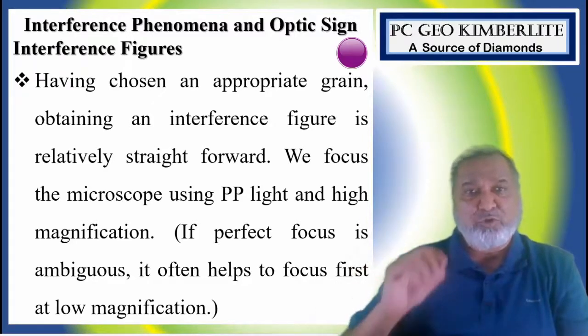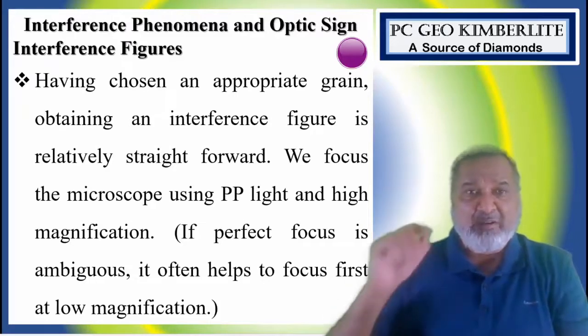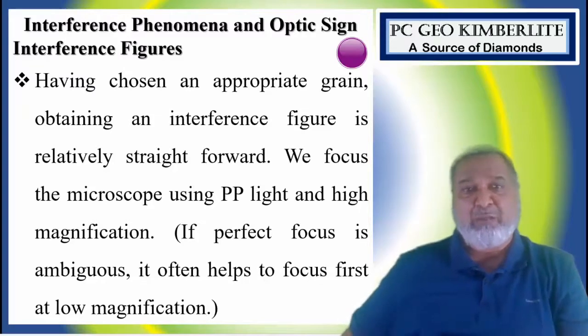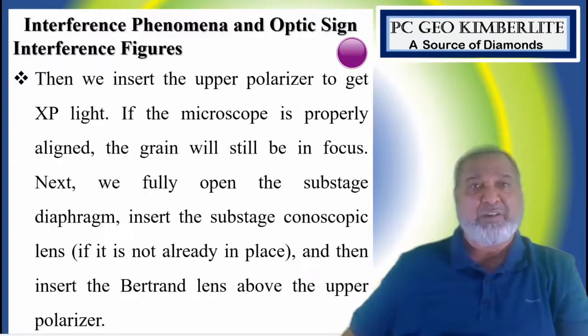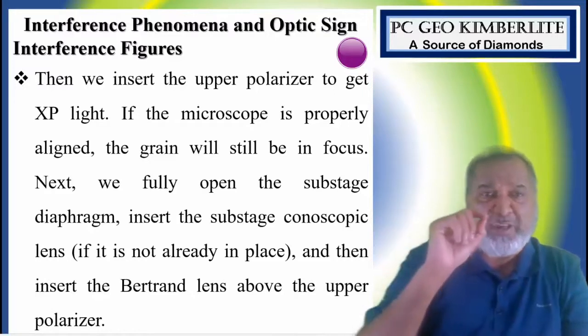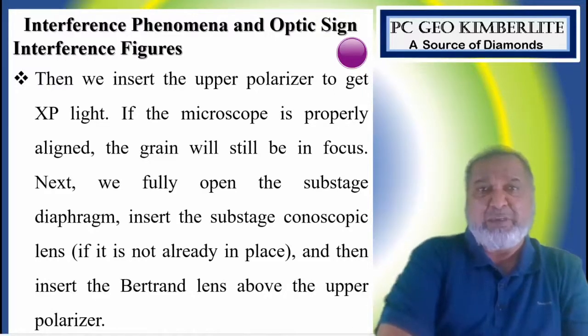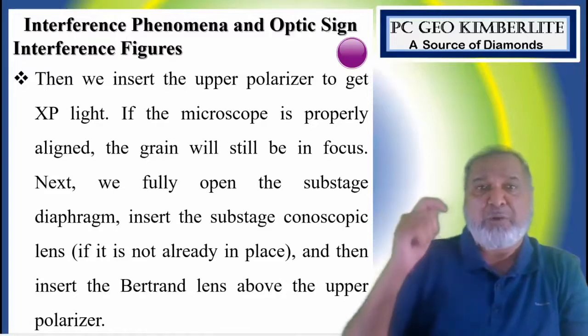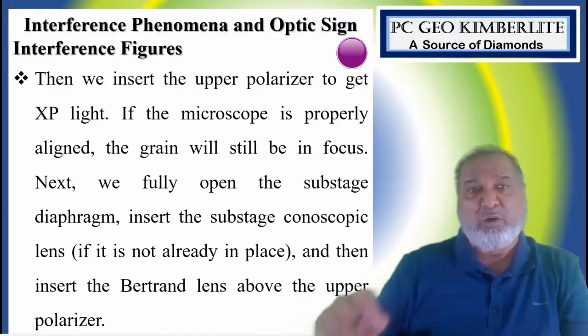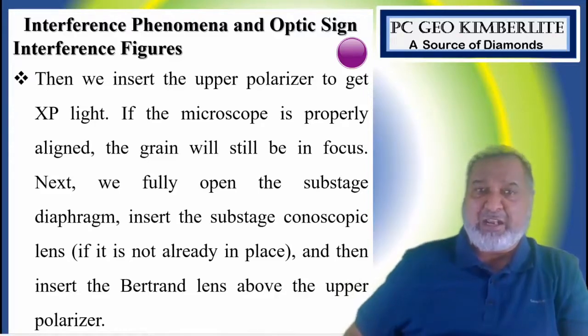We focus the microscope using plane polarized light and high magnification. If perfect focus is ambiguous, it often helps to focus first at a low magnification. Then we insert the upper polarizer to get cross polarized light. If the microscope is properly aligned, the grain will still be in focus. Next, we fully open the substage diaphragm and insert the substage conoscopic lens if it is not already in place. Then insert the Bertrand lens above the upper polarizer.